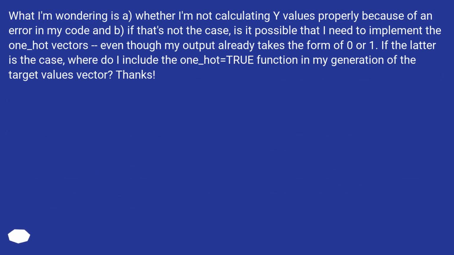What I'm wondering is A, whether I'm not calculating y values properly because of an error in my code, and B, if that's not the case, is it possible that I need to implement the one_hot vectors, even though my output already takes the form of 0 or 1? If the latter is the case, where do I include the one_hot equals true function in my generation of the target values vector? Thanks.